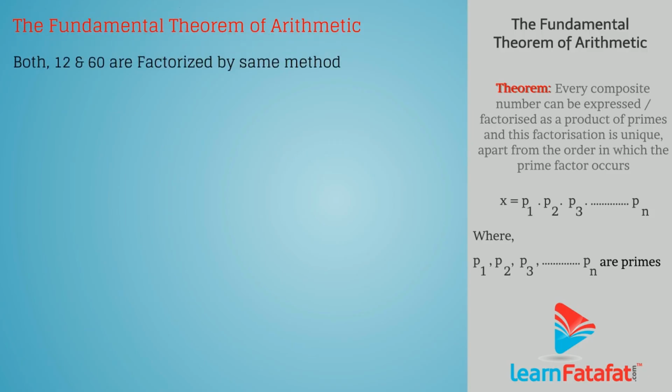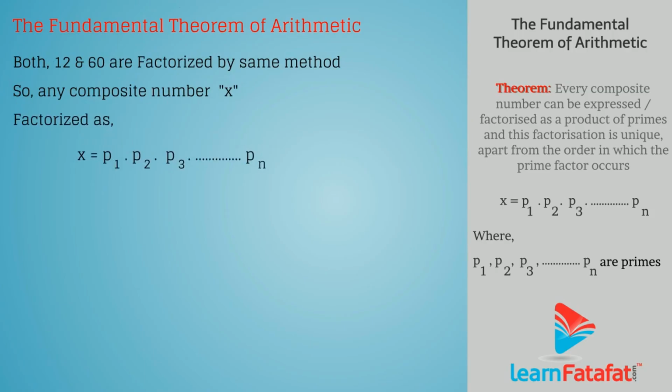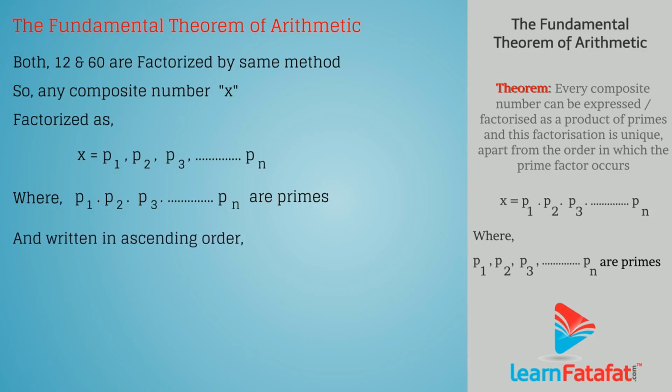Both 12 and 60 are factorized by the same method. So we can say that any composite number x can be factorized as x is equal to p1, p2, p3 till pn, where p1, p2, p3 till pn are primes, and written in ascending order as p1 is less than or equal to p2 is less than or equal to p3 till pn.